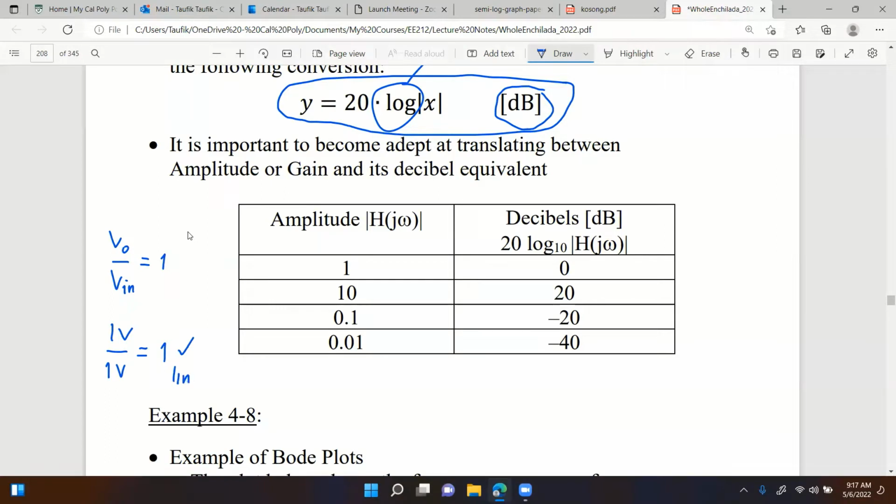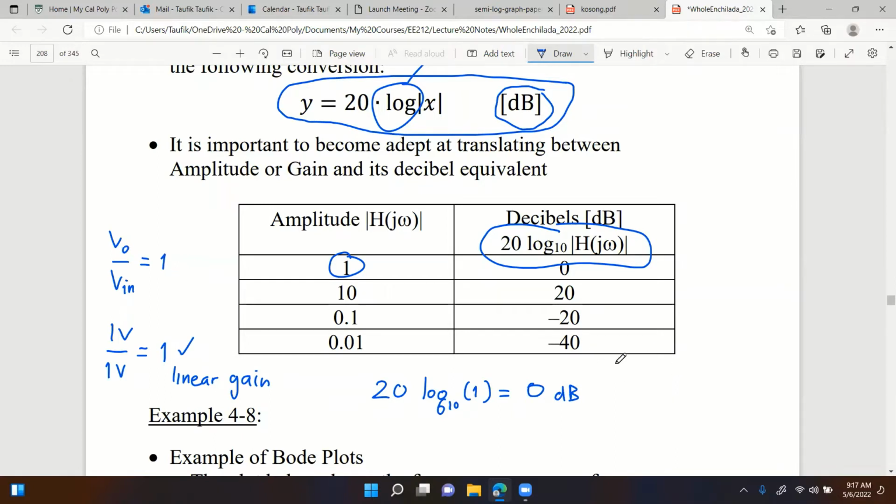This is called linear gain. So in Bode plots, instead of using linear gain, we use decibels. How? Convert it into decibels using this equation right here. So linear gain of 1 in decibels would be 20 log base 10 of 1. Well, we know log of 1 is equal to 0, so it's going to be 0 dB, right?